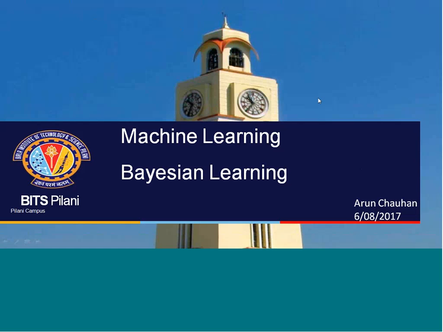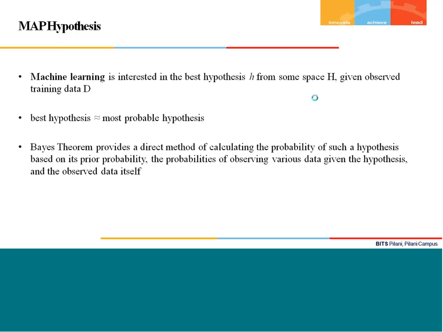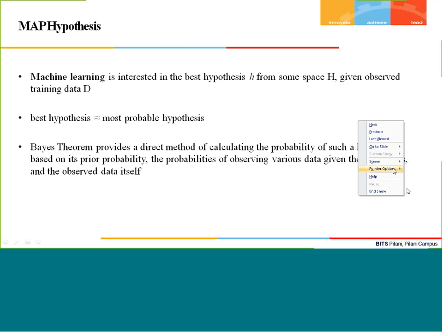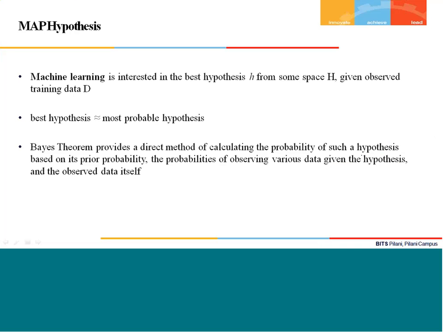Today we will be going to discuss Bayesian learning. The first topic is MAP hypothesis. You already know what a hypothesis is, but I want to define it precisely so that you can understand what it is.